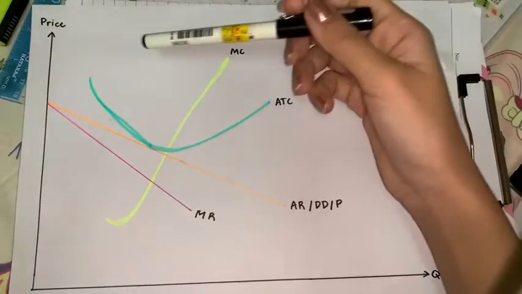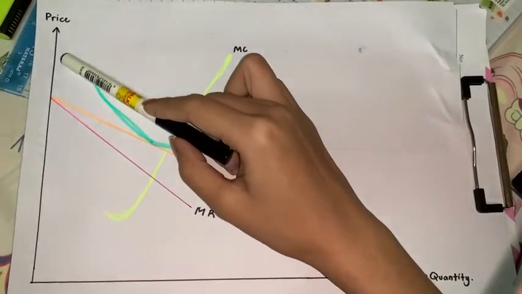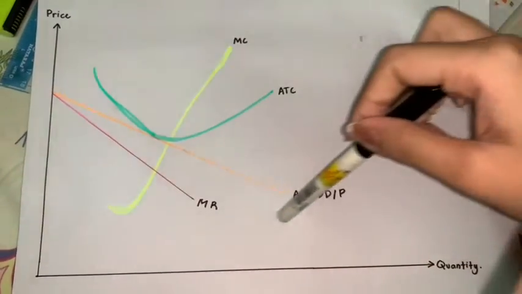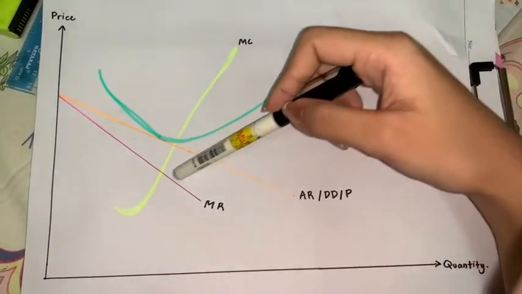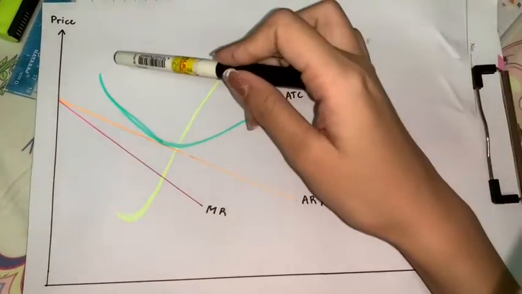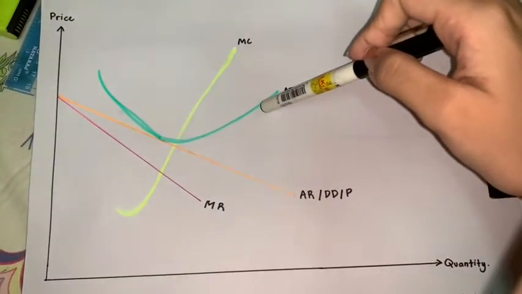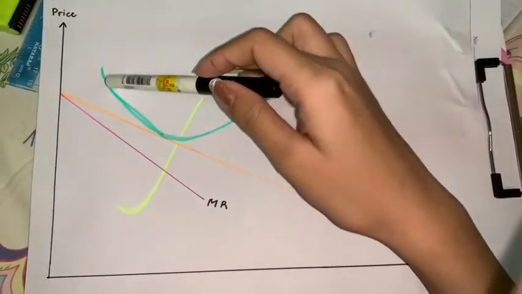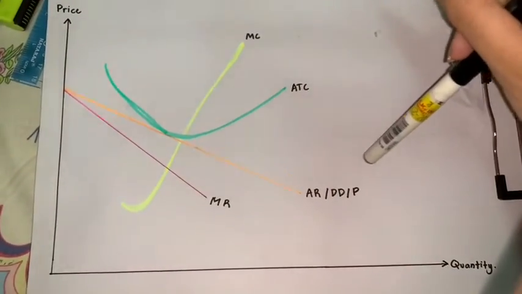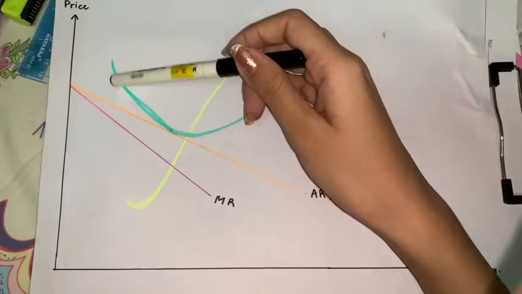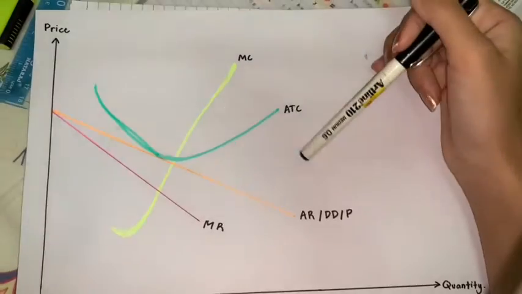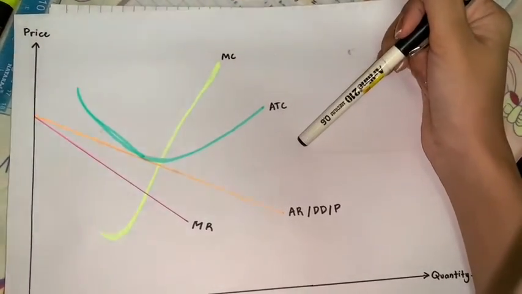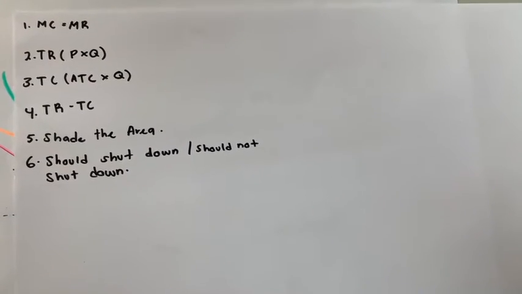Firstly, I want to show you guys this is the price line and this is the quantity line. Okay, this yellow line shows the MC line. This ATC line is the blue line. The orange line is the AR, DD or P line. This pink line shows MR. This is the normal profit curve. This is the example question of the normal profit curve.